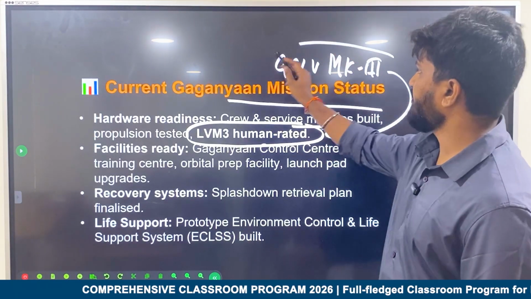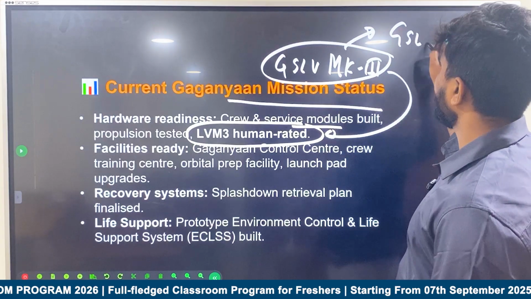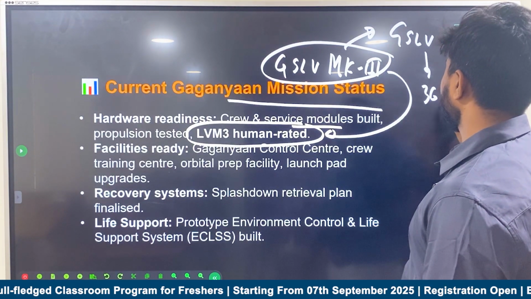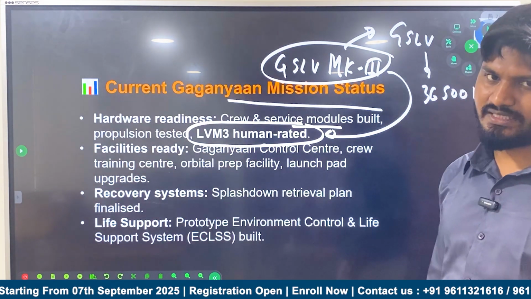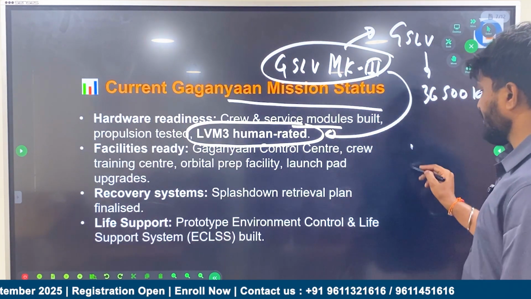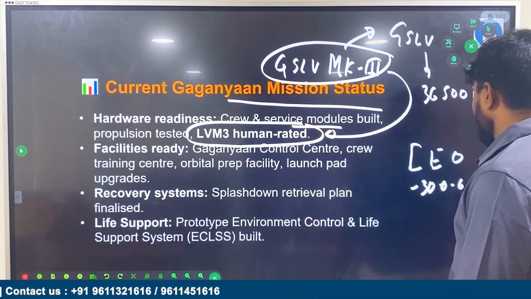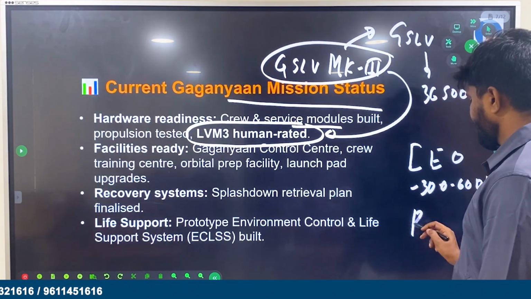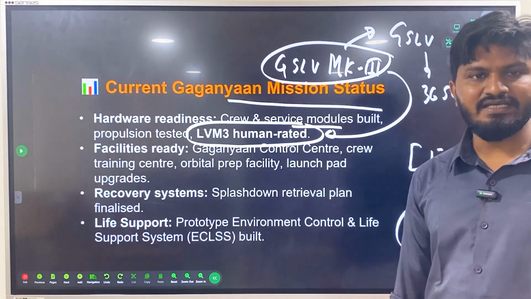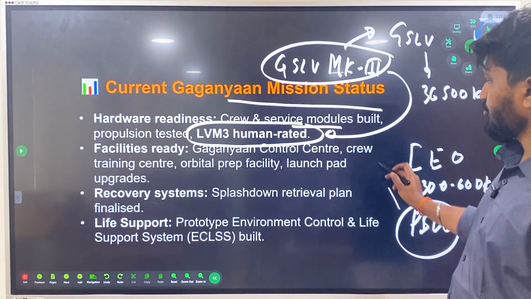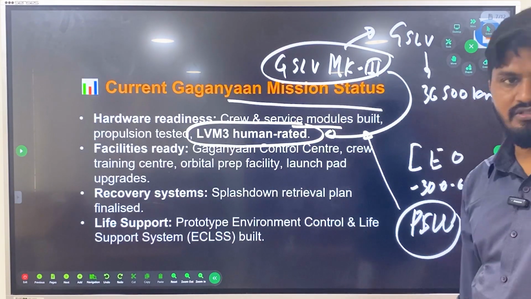Normally, these GSLVs are used for sending satellites into GSO, geosynchronous orbit, which is around 36,500 kilometers up. And whenever you want to send a person or send satellites into lower Earth orbit, that is around 300 to 600 kilometers, you use PSLV, that is Polar Satellite Launch Vehicles. But this PSLV is lower in capacity. As a result, it is not feasible to do the human crew test. So they are changing it to GSLV Mark 3 or Launch Vehicle Module 3.